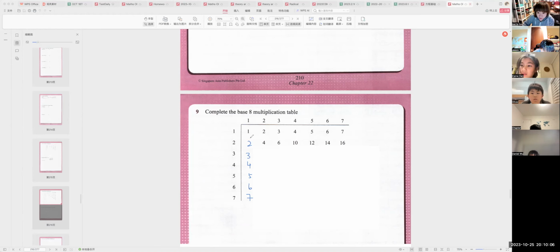So if we have 3 times 2, it's still 6, right? How about 2 times 4? It's 10. Because 8 divided by 8 equals 1 and the remainder 0, correct? And 2 times 5 equals what? 10 divided by 8 equals 1 and remainder 2, which is 12. And then 12, 14, and 16.